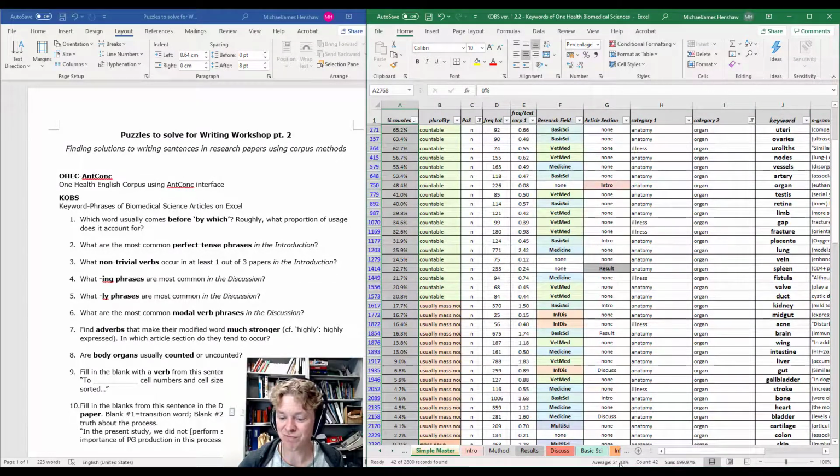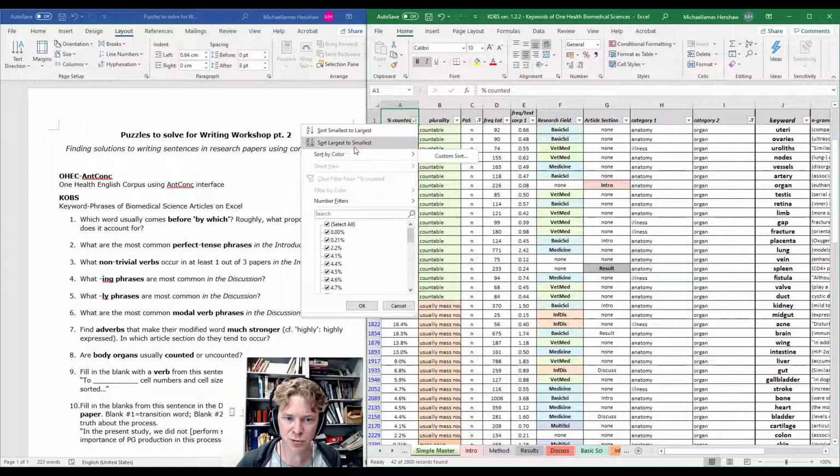So the average is 21%. So actually, on average, in general, organs are not counted. It's, of course, fine to count organs, but in general, people in these articles are not counting organs. So if you find in your paper that you're putting S at the end of your organ a lot, that may be a mistake. And you may want to double check that, because the majority of your organ words should not be plural according to this data set.